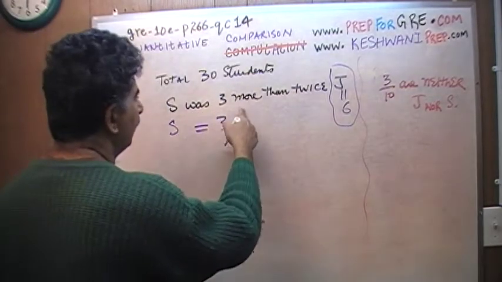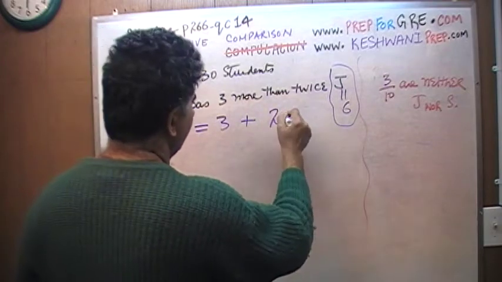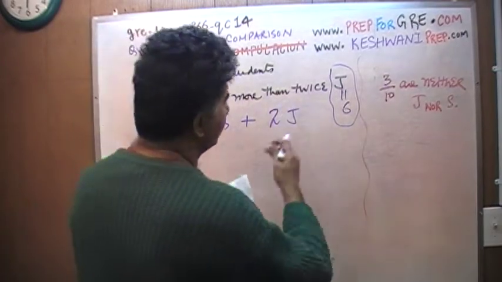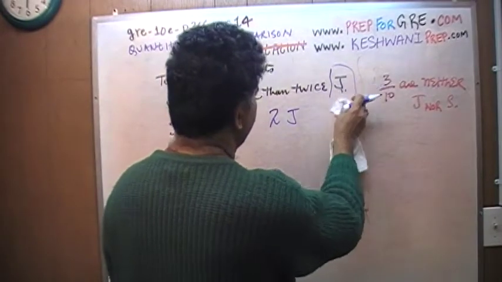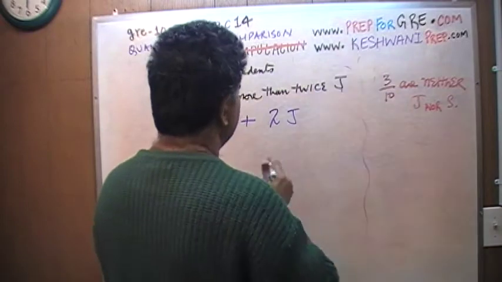3 more. More means plus sign. More means addition. Then twice the junior, 2 times the j. And I'm pretending that j is 6. Let's not do it like this. It's going to confuse people. So I'm going to put in 6 for j.